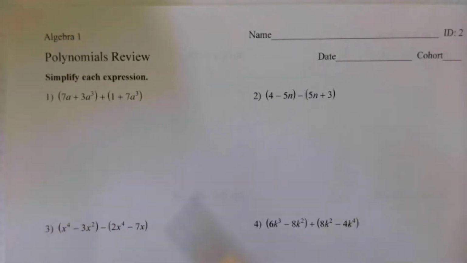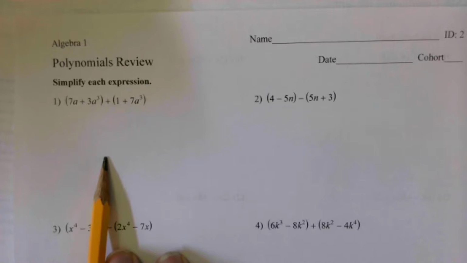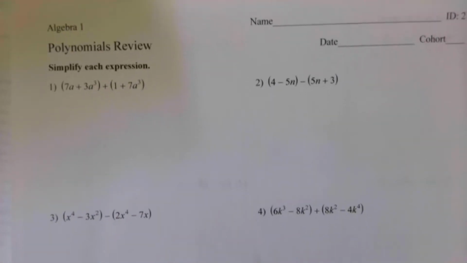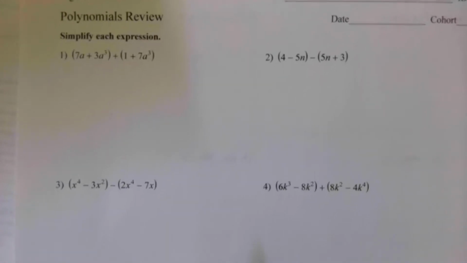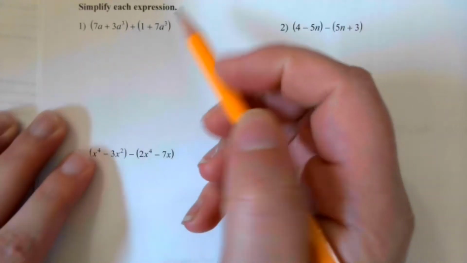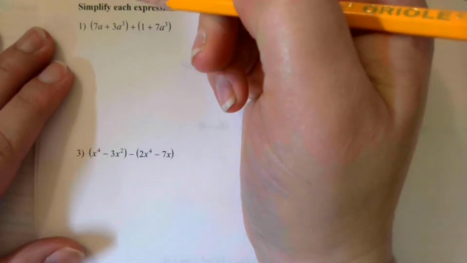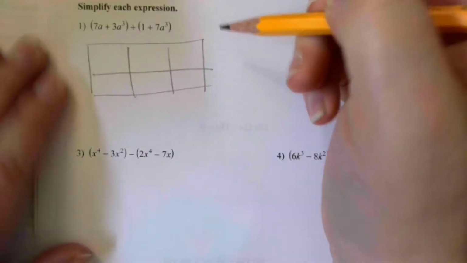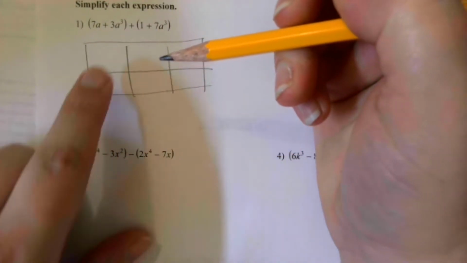Alright guys, these are example problems, so they're not exactly the same as the ones that you have, but these are example problems to help you be able to do yours. So when we're adding and subtracting, this is when we drew boxes and we just added straight down.